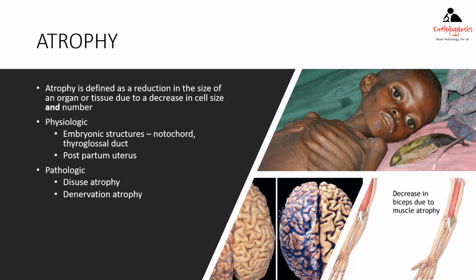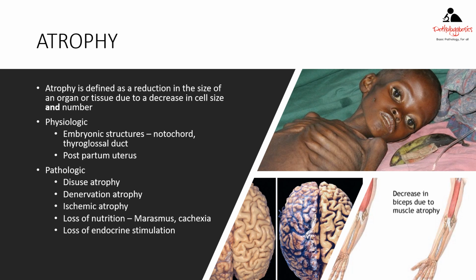Disuse atrophy is pathologic, we already saw the muscle undergoing atrophy inside a plaster cast. Denervation atrophy is an example of atrophy that happens when the nerve supply to a particular muscle is cut. Ischemic atrophy, we saw the example of brain. Loss of nutrition, protein energy malnutrition causing atrophy of the muscles. Loss of endocrine stimulation, best example is that of breast after menopause. Once menopause is there, the hormonal supply to the breast is cut off. The normal hormones do not stimulate the breast anymore. Therefore, it undergoes atrophy.